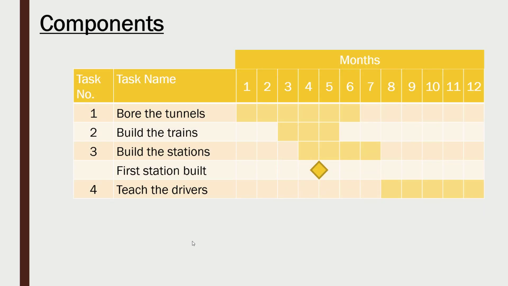Let's now just look at a slightly bigger Gantt chart and talk more about the individual components, because that's more likely to be an exam question. This one is going back to my train Crossrail example. So I've got a task list here.